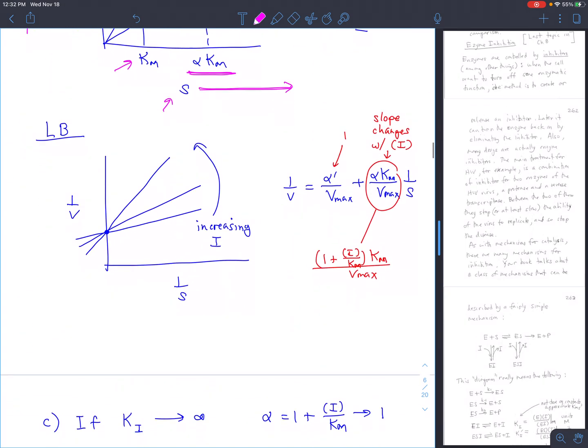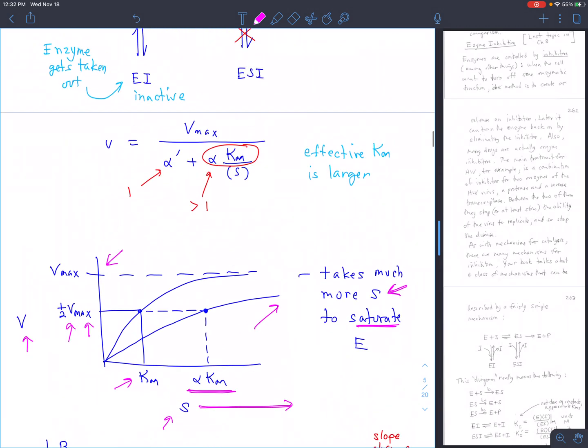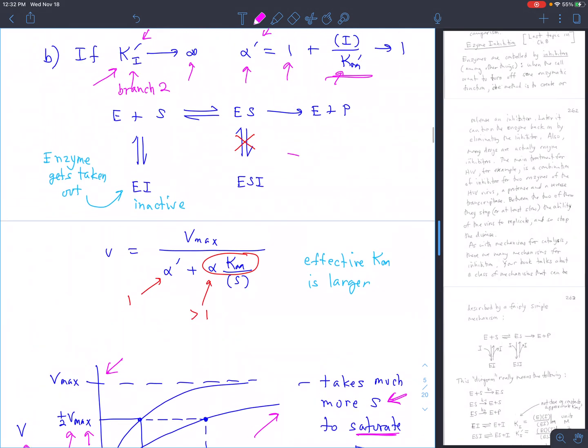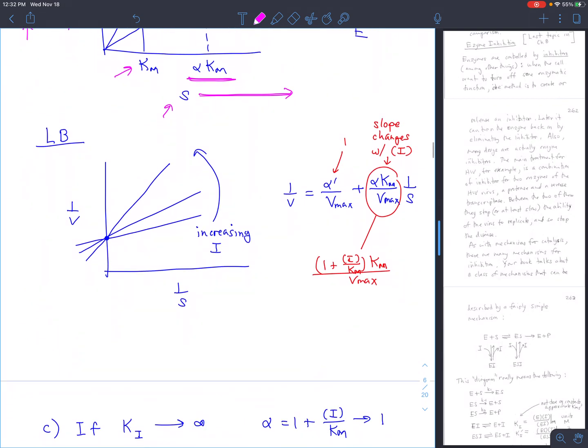All right. For the Lineweaver-Burk plot now, for this same case, so again, we've turned off this branch 2 case. What does the Lineweaver-Burk plot look like? Well, we take 1 over V, we get alpha prime over Vmax, but alpha prime is 1. And then we get alpha Km over Vmax, that's the new slope.